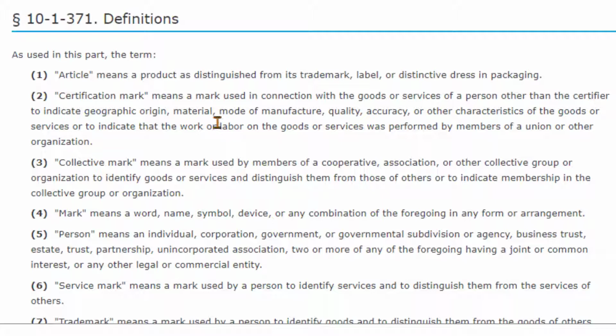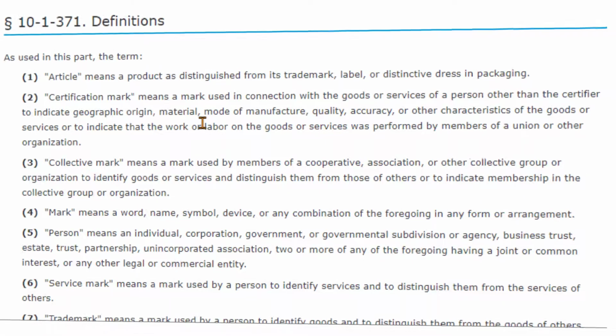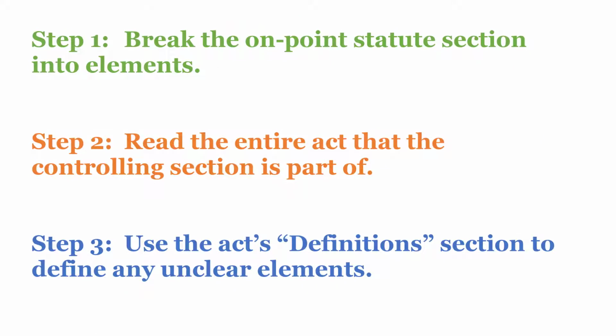Okay, so that's the quick and dirty of going through the 3 steps of analyzing a statute. Start by breaking the statutory language into elements, methodically go through each one. Step 2 is make sure you're not missing anything in the Act. And then step 3 is define each of the vague terms that you found.